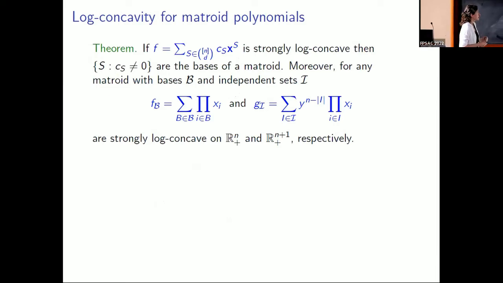And so the theorem is that, in fact, these correspond very closely to matroids. If you have a polynomial that's strongly log concave, so log concave on the positive orthant and all of its derivatives are log concave on the positive orthant, then the monomials that show up have to be the bases of a matroid. And moreover, any matroid shows up this way. So if you take any matroid with bases B, then the generating polynomial for the bases of this matroid is log concave, as is the homogenized generating polynomial for its independent sets.